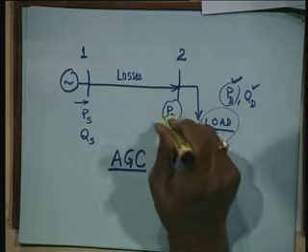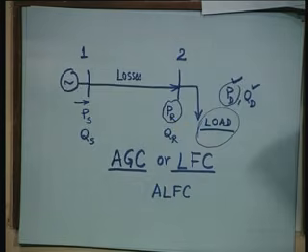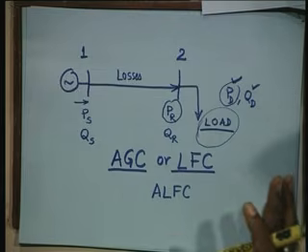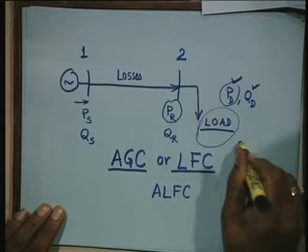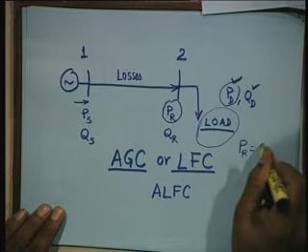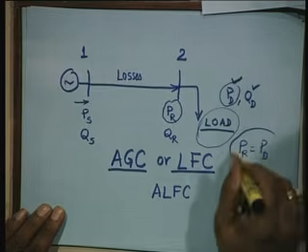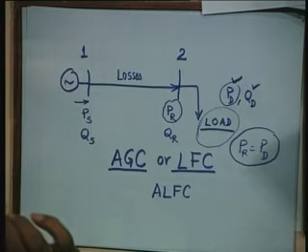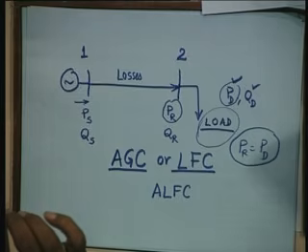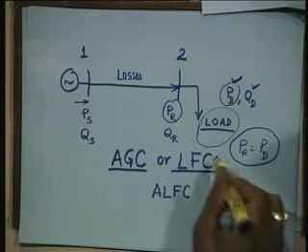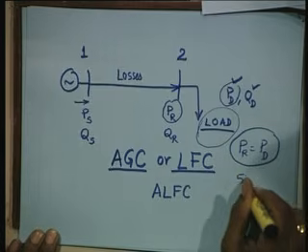So what do we do? We try to increase the steam output by controlling the governor. And as long as we are able to increase the steam input to the turbine, more power will be generated. And the moment this balance is established, PR is equal to PD, we stop increasing the steam input. This is called load frequency control. Frequency is back to 50 Hertz.